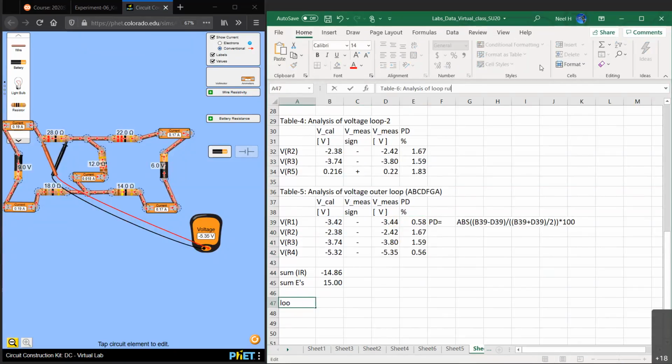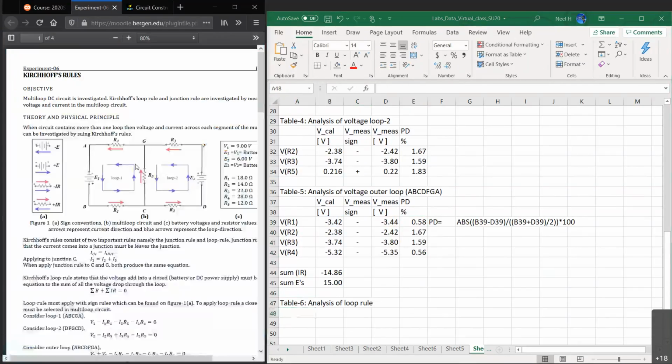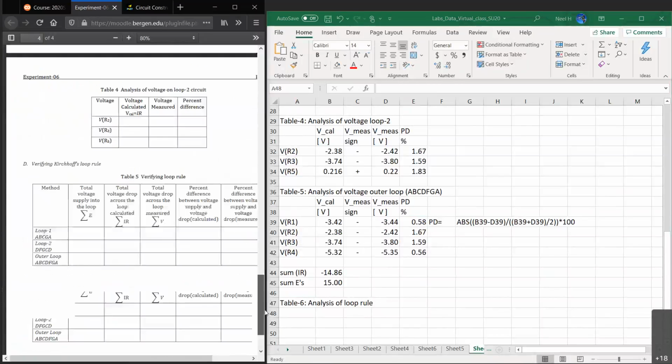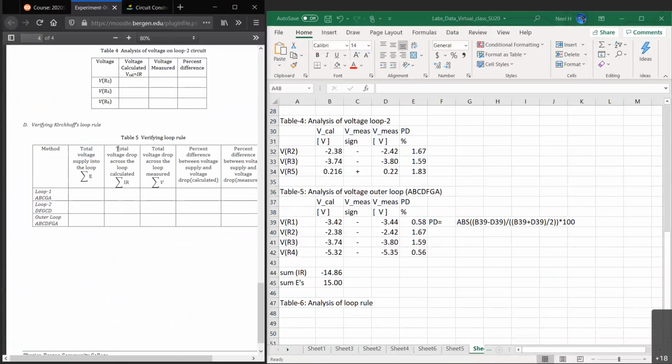Analysis of loop rule. Okay, so we're going to do that analysis for each rule, right? If you take a look at this last table, this called table number 5 in your lab manual, but since we add this extra table, that should now be table number 6. Okay, make sure you follow that. And in this table, we're going to do all 3 loops. You can see we're going to analyze loop number 1, loop number 2, loop number 3. Okay. All right, so let's take a look.